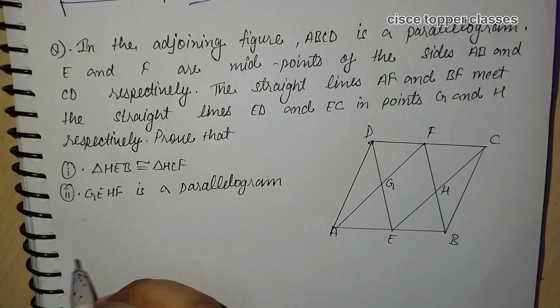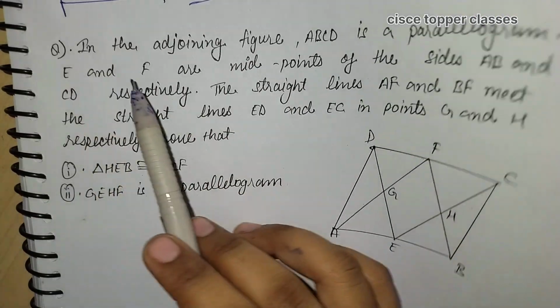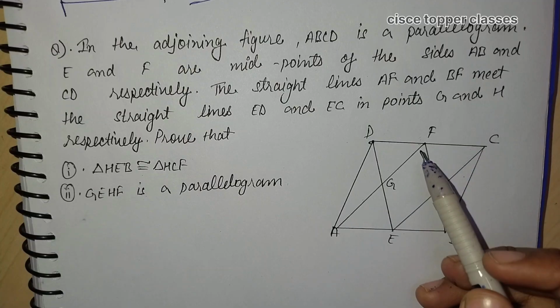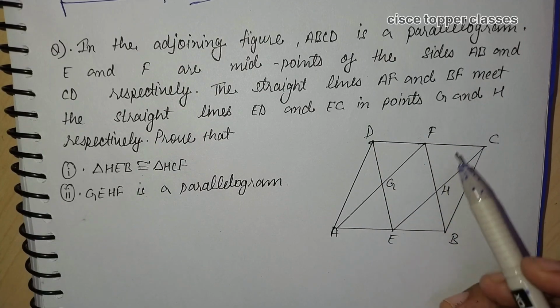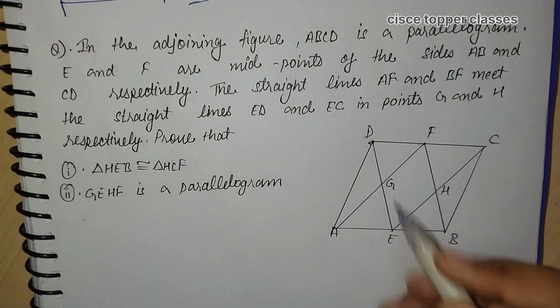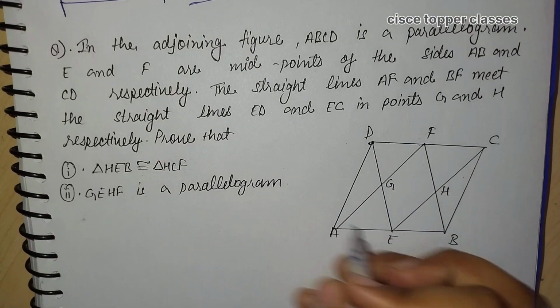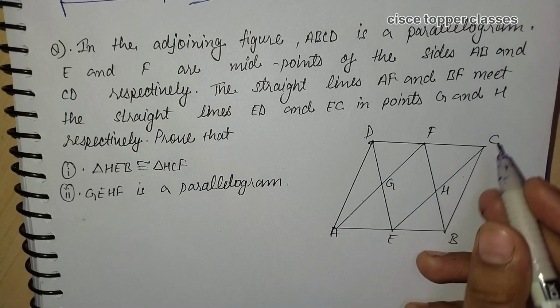Now let us solve eighth question. In the adjoining figure, ABCD is a parallelogram and E and F are midpoints of the side AB and CD respectively. The straight lines AF and BF meet at G. The straight lines ED and EC at G and H. Prove that triangle HEB is congruent to HCF.